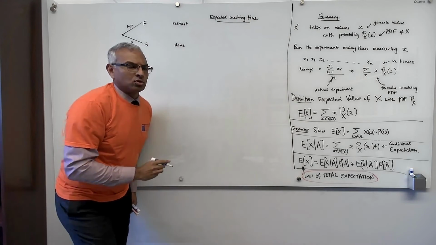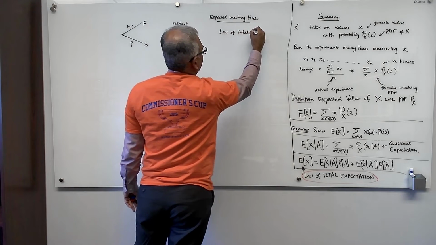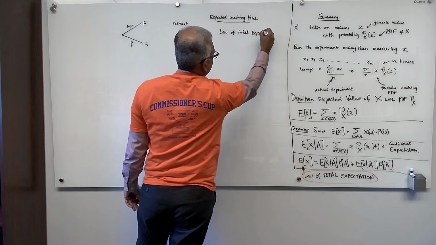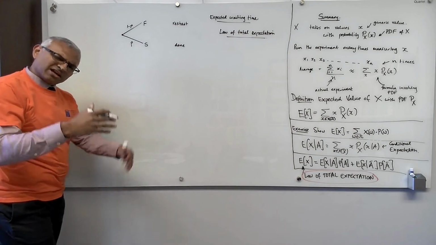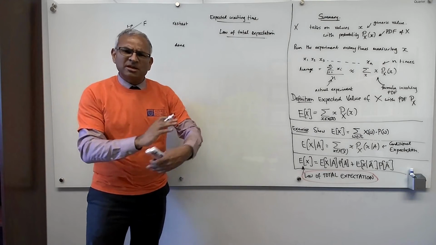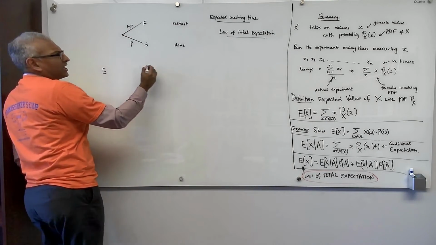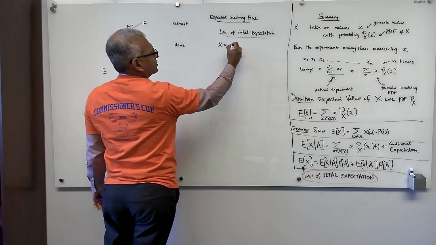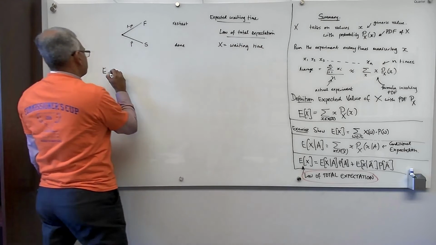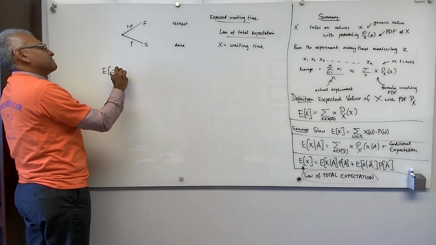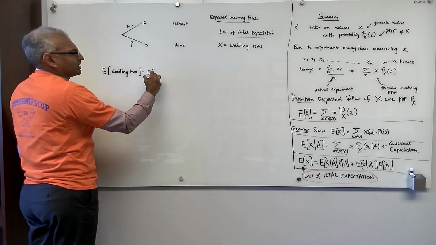And we're going to use the law of total expectation. Let's work it out, and you'll see there's not going to be any infinite summation or anything. It's just going to drop out effortlessly. So let X equal the waiting time. The expected waiting time is exactly the expected value of X.